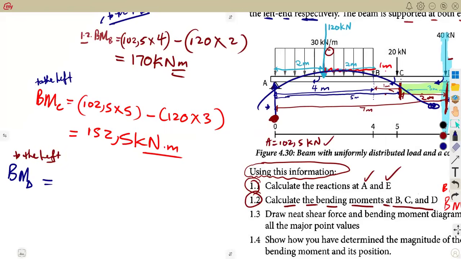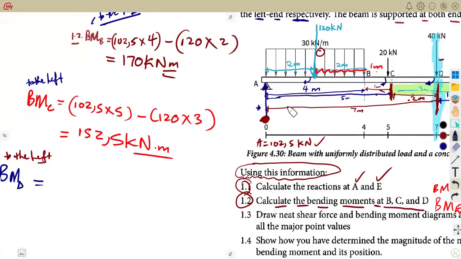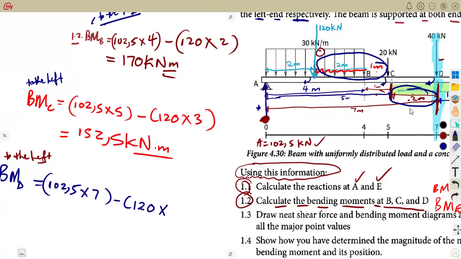So positive, remember A is positive. A back to D. How many meters do we have from A to the point D? That is the 7 meters. So that's 102.5 times 7 meters back to D. There is the 120 that we obtained there, guys, the 120 newton. So it's carrying a negative. So that's minus 120 times the distance back to D. How many meters? Remember here is 2 plus 1, which is 3, plus these 2 meters. So it's 3 plus 2, which is 5 meters.